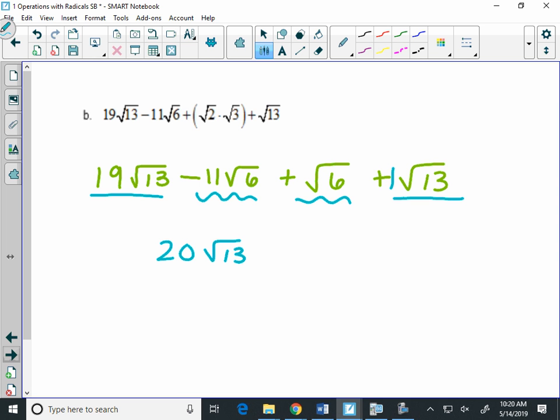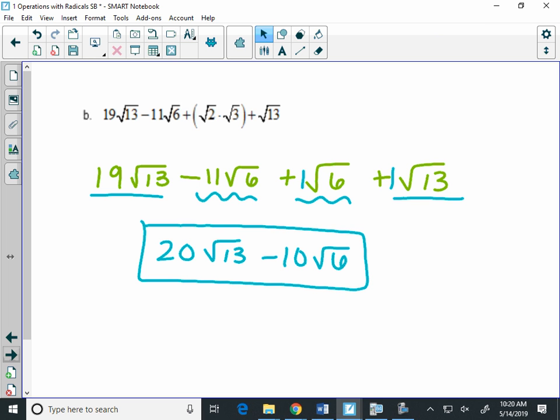These both have radical 6s again. Think of it as a 1 out in front. What do we get when we combine negative 11 and 1? Negative 10. And then tack on the radical 6. Can we do anything else with this problem? Nope. So we are done.